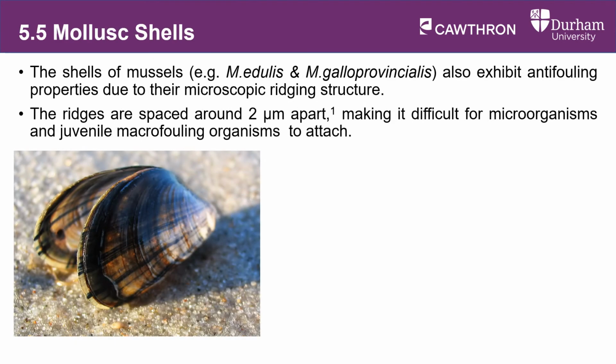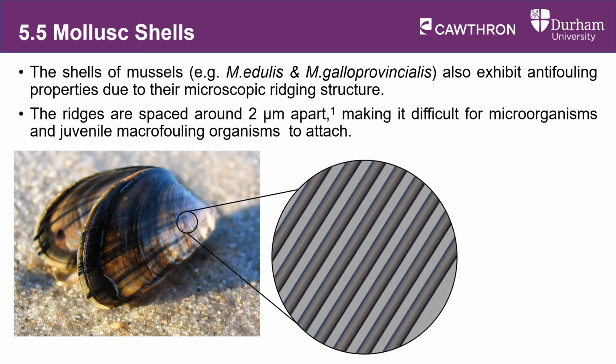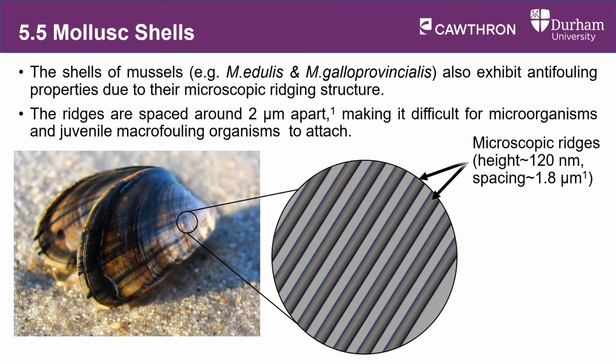Some mollusk shells have adopted a similar anti-fouling strategy to shark skin that is also based on the roughness of the surface. The shells of mussel species such as Mytilus edulis and Mytilus galloprovincialis have a ridging structure that covers the outer surface of the shell. These ridges are around 120 nanometers high and have spacings of around 1.8 micrometers. This makes it difficult for microorganisms to attach to the surface as the area of surface contact is reduced.